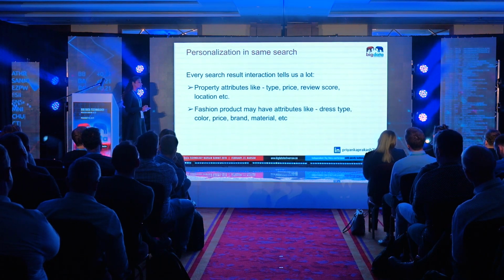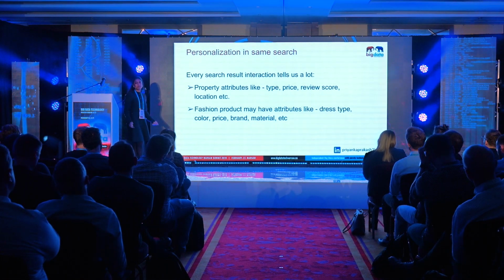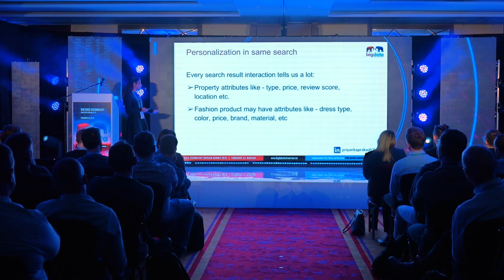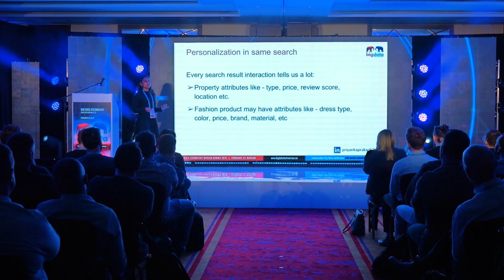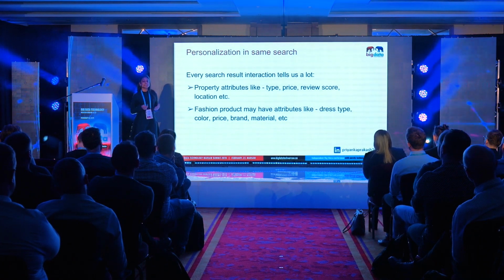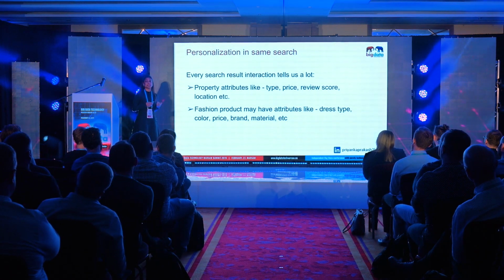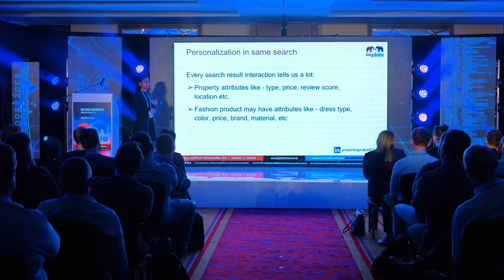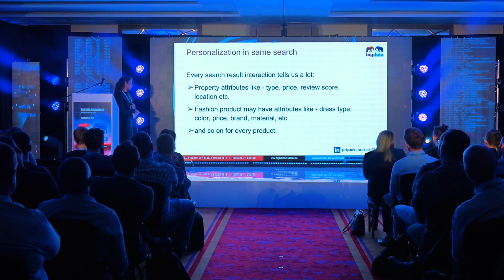Same can be applied to any other product vertical also, right? Like if you pick up a fashion category, the fashion product has a couple of attributes. So let's say it may be a dress type, what is the color, what is the price, brand, material. So it opens up a great avenue to personalize the experience, not just across searches, but within the same search, because as the users interact with your platform, you're learning more and more about your customer, and you can keep changing what you show and recommend to them.